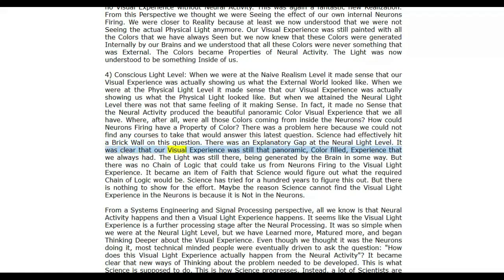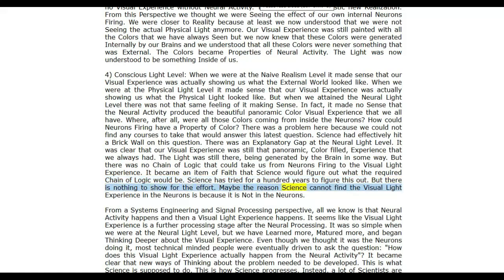It was clear that our visual experience was still that panoramic, color-filled experience that we always had. The light was still there, being generated by the brain in some way. But there was no chain of logic that could take us from neurons firing to the visual light experience. It became an item of faith that science would figure out what the required chain of logic would be. Science has tried for 100 years to figure this out, but there is nothing to show for the effort.